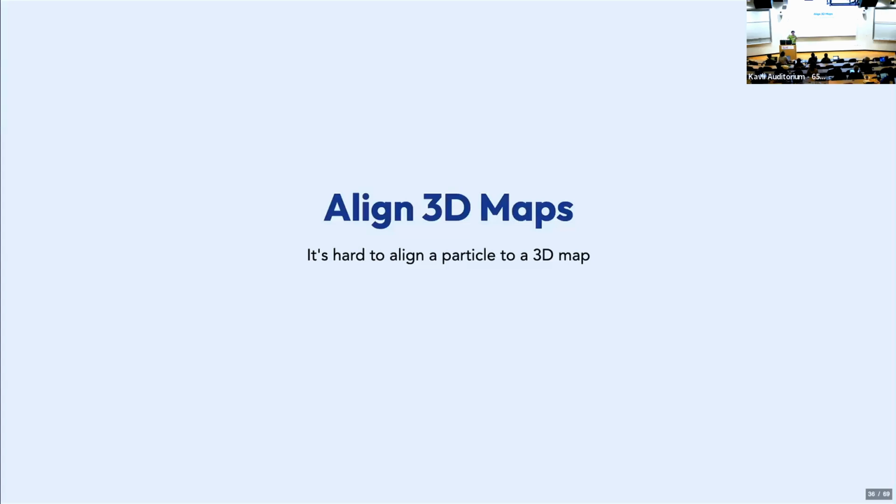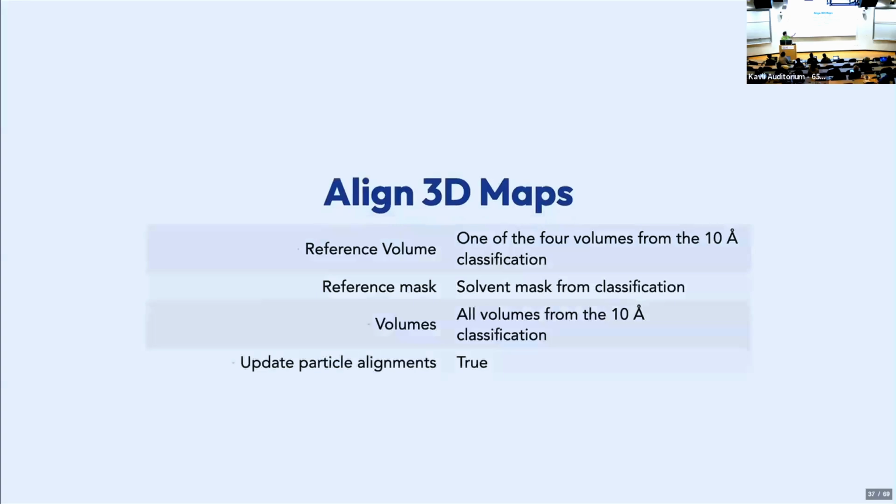If we take this whole map and rotate it by 90 degrees, we can rotate all of those particles by 90 degrees as well without having to do the alignment of the particles to the volume, because we know that the particles here are aligned to the volume here. So when we rotate this volume, we rotate all those particles, okay? So we can do that with this job.